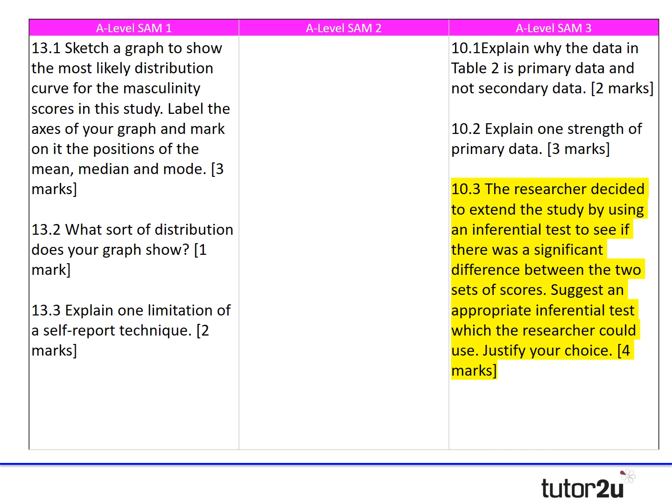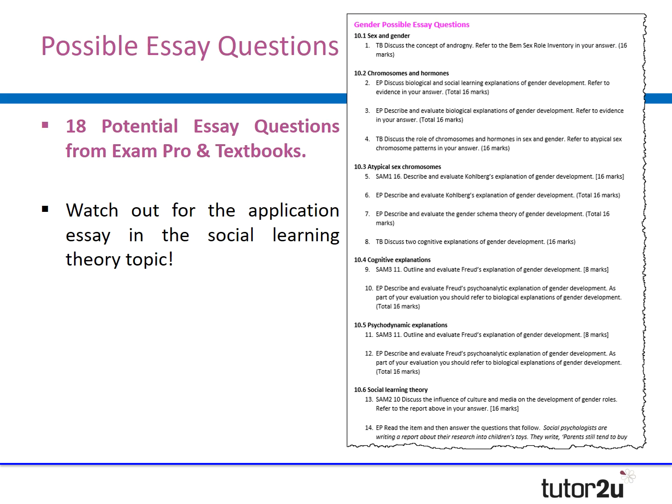Now what we've done for you is we've taken a list of all the different potential essay questions that could occur in this topic, and there seems to be around 18 across the different topics, and we've taken those from Exam Pro, the textbooks and the sample assessment material, just so you've got a picture of what questions could be asked and the wording of the questions. If I'd like to draw your attention to one, there's an application essay topic in the social learning theory part of the specification that's quite tricky, so I would look out for that one if you want to test your students with a tricky application essay.